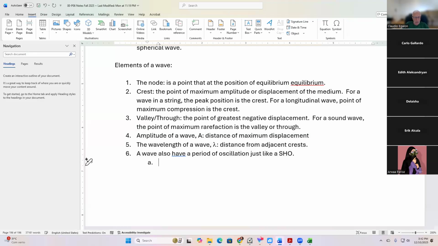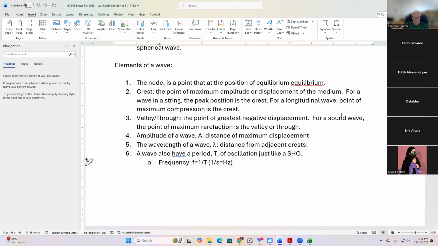Related to the period of oscillation, we have the frequency, okay? And the frequency of the wave is given by the inverse of the period T of oscillation in seconds. The unit of frequency is 1 divided by second, which, by the way, we call the hertz. Can you remember that? Okay. Frequency is just a different way of talking about the period of a wave.